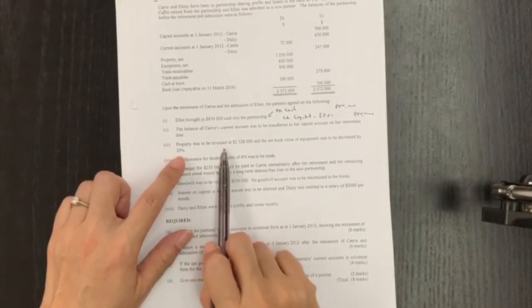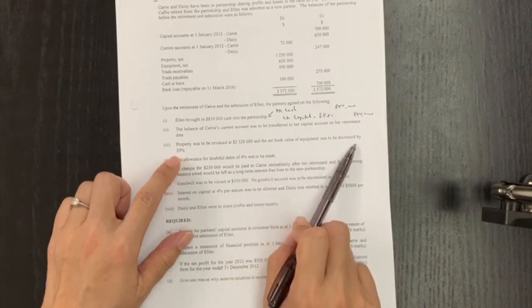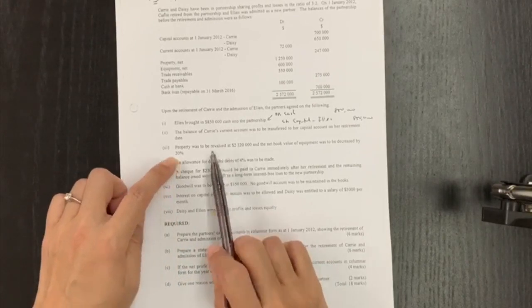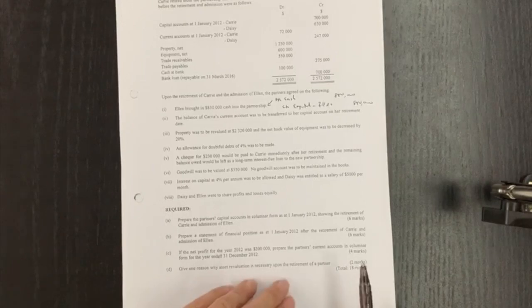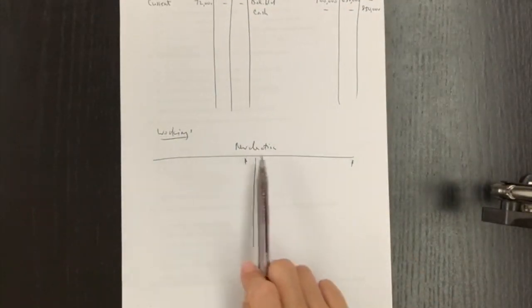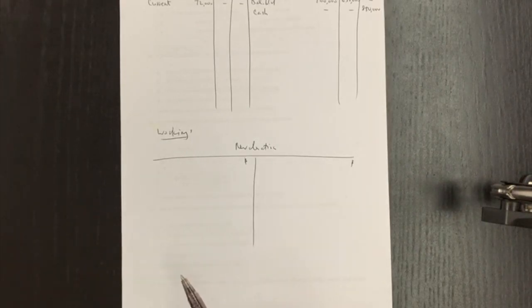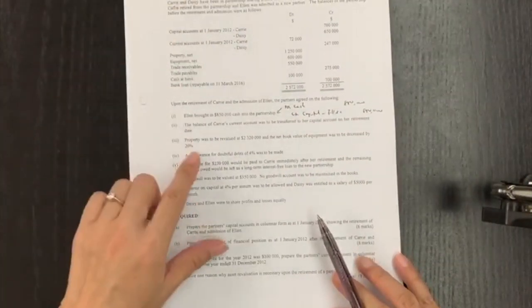Property was to be revalued at this much, and the net book value of equipment was to be decreased by. So this is related to revaluation accounts. So if you look at the requirement here, which is not mentioned, so therefore we need workings here. This is our workings to show revaluation, to do it step by step in order to work out whether we have gain or loss on revaluation. Okay, so let's look at point number 3.